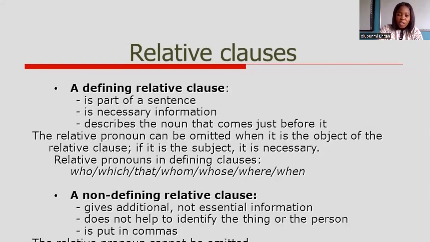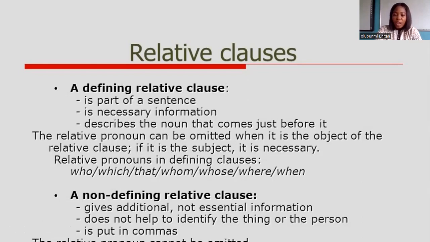Now let's see the features so that we can understand. You must have read or written essays where you use the defining relative clause. And maybe you weren't even aware that the sentence you made was a defining relative clause. Let me enlighten you more on this. A defining relative clause is part of a sentence. Of course, it's a relative clause. You know how it looks. One special thing about it, what makes it defining, is that the information in the relative clause is necessary information, and it describes the noun that comes just before it.